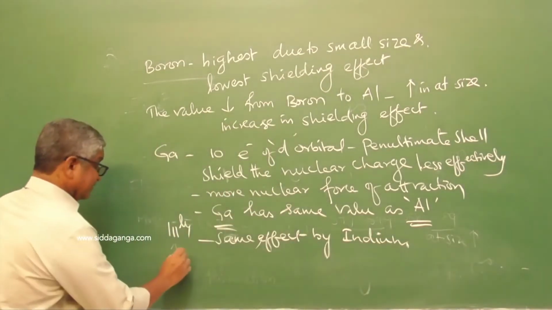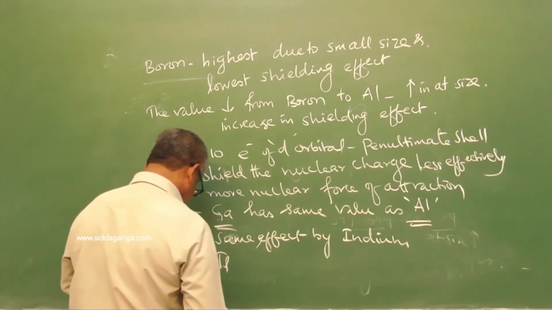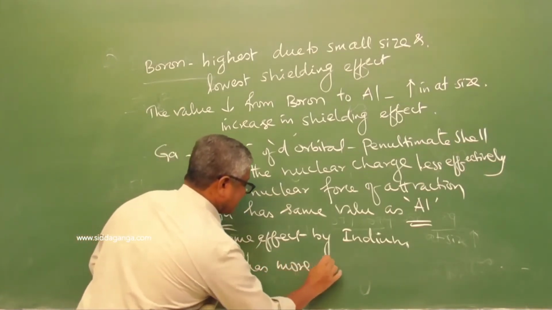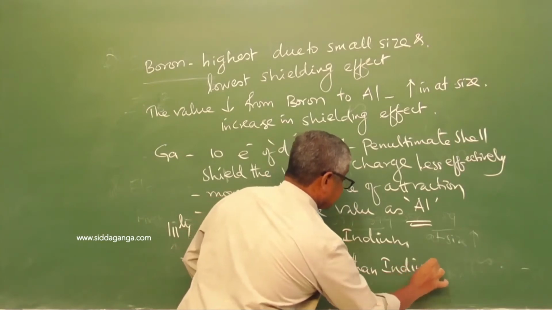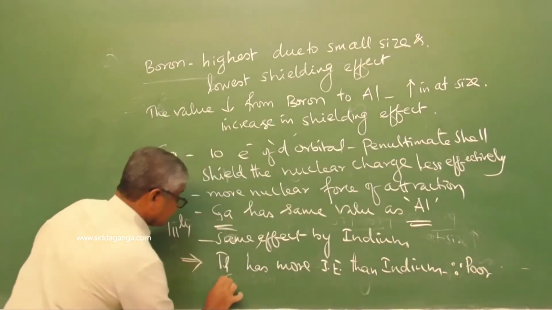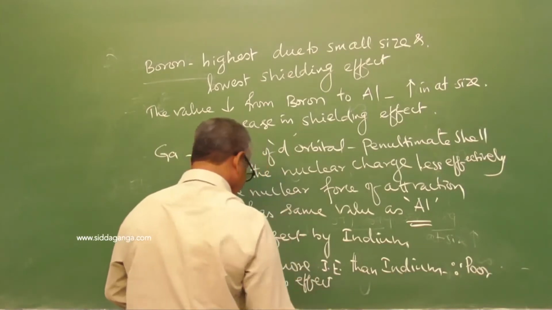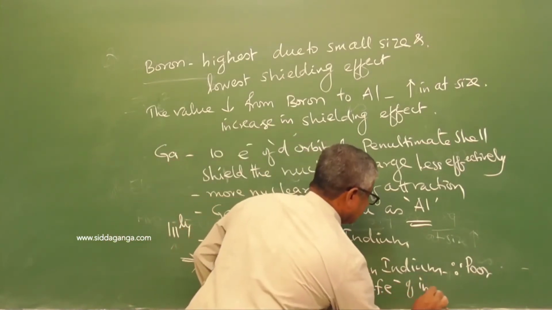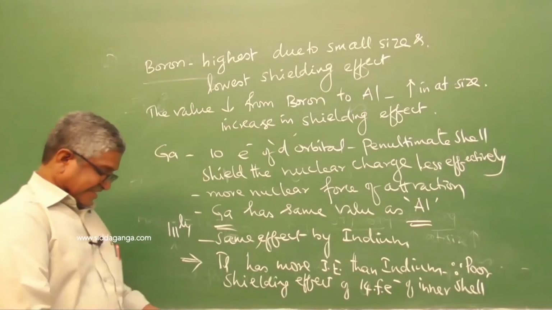But thallium has more ionization energy than indium because of poor shielding effect of the 14 f electrons of the inner shell.